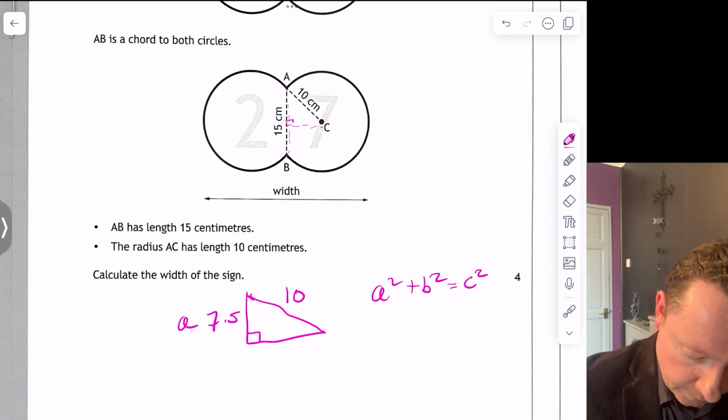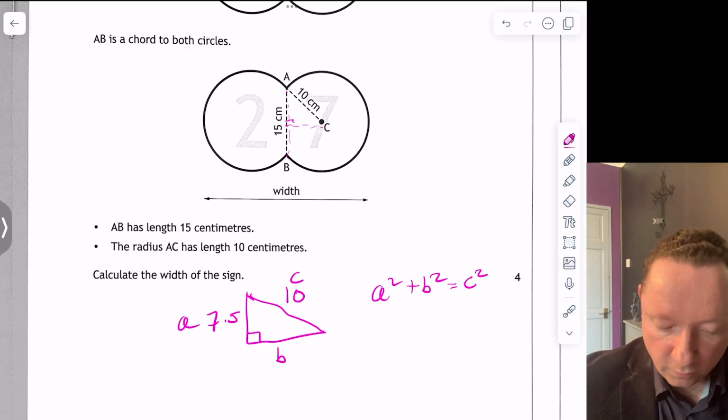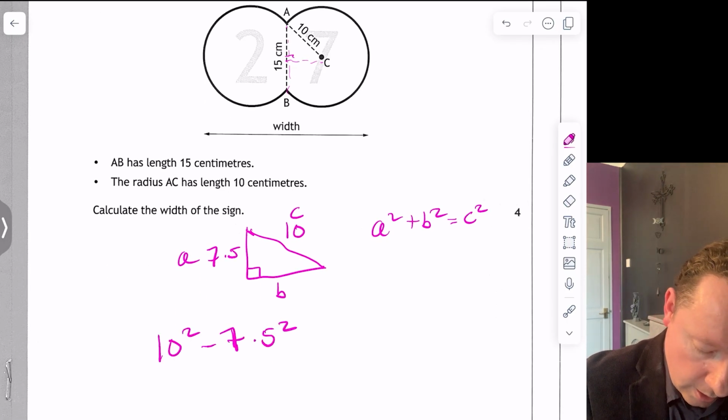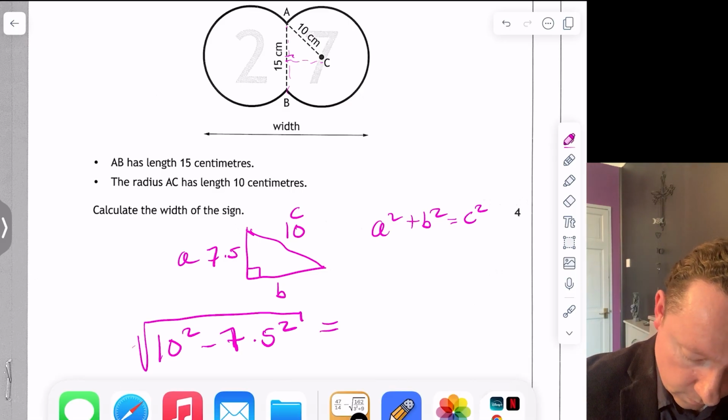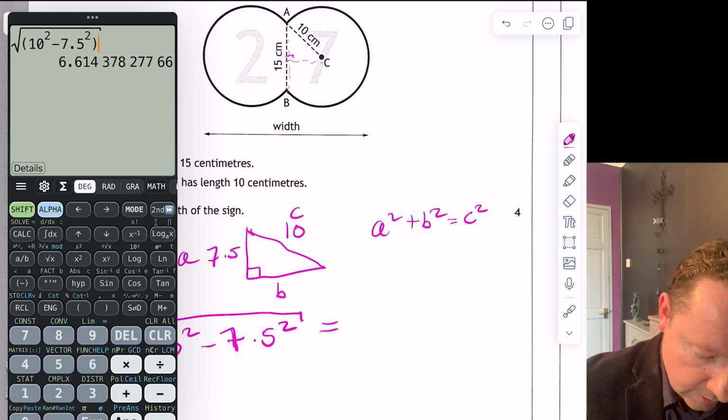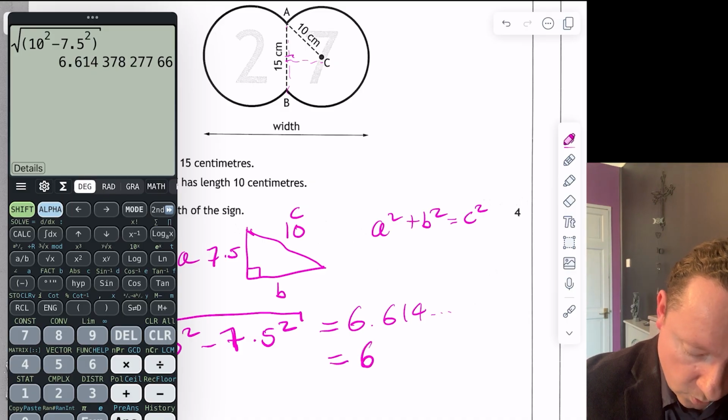Now, Pythagoras says that a squared plus b squared equals c squared. And that is a, b, and c is the longest side. So I've already got the long side, so I'll take away. So I do 10 squared minus 7.5 squared. And then I'm going to square root my answer. So I'm going to do that in one go, because I've got a calculator. 10 squared minus 7.5 squared in brackets, square rooted, is 6.614.